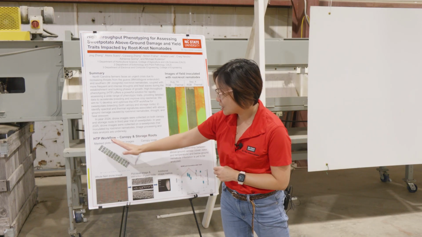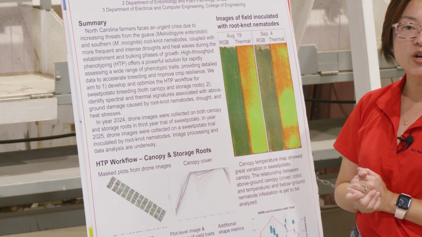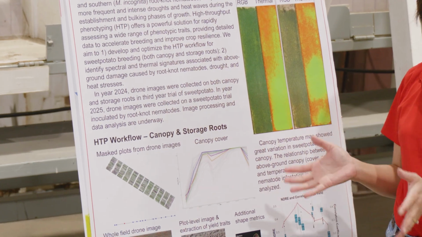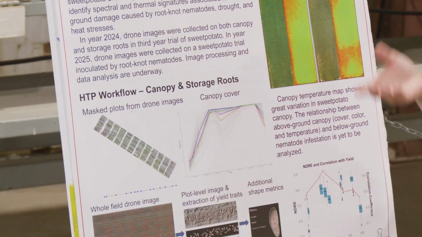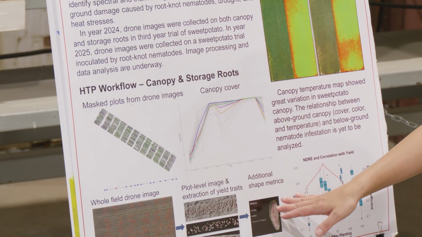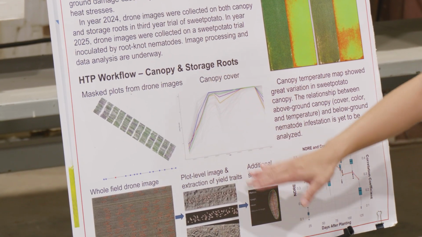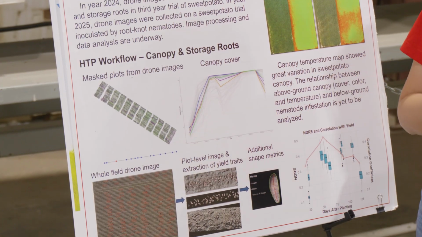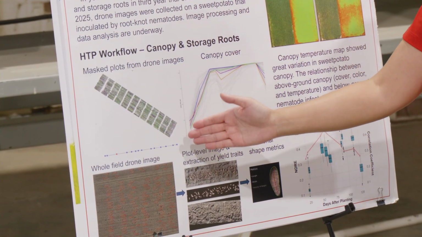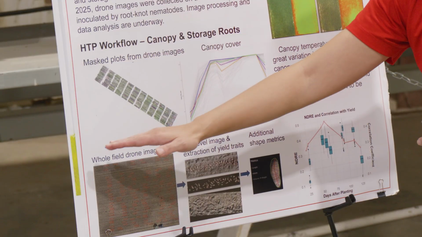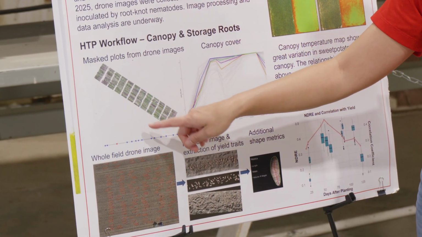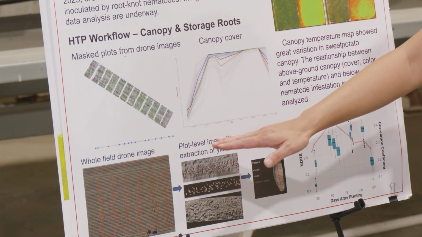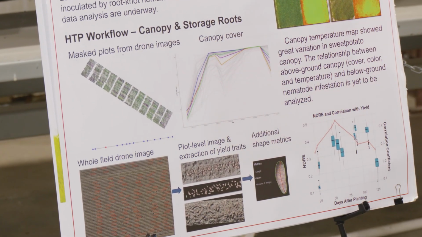So as you can see, we have this high throughput workflow specifically developed for the plant breeders from the canopy side and also the storage root side, so the two parts. Above ground, we're trying to monitor the growth using UAV images throughout the growing season. You can see it's a sample of different small plot sweet potatoes. And then we can extract a lot of different plant traits.